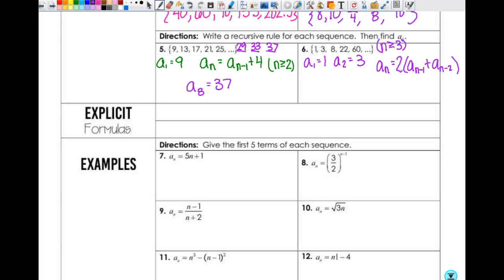I hope so. Okay, so then we have to find a sub 8, which means we have 1, 2, 3, 4, 5. We got to do 6, 7, and 8. So y'all see if you can find the 8th term. You can even use your calculator. That's why I had you get it, just so all this stuff would be a little bit easier.